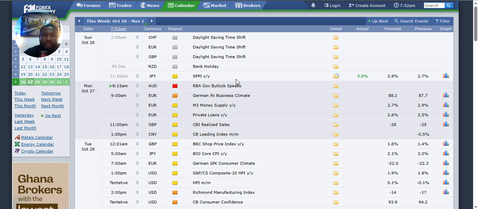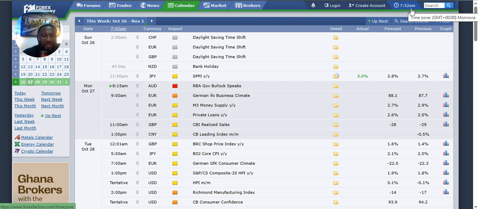So when it comes to the economic calendar, what you should focus on is your time. You see, the time is here, you can see it on your right side. It's 7:52 a.m. You always have to make sure that you have the correct time, because if the time is not correct, it's going to affect your calendar, and all the things that you're going to get there are going to be wrong. Is that okay?